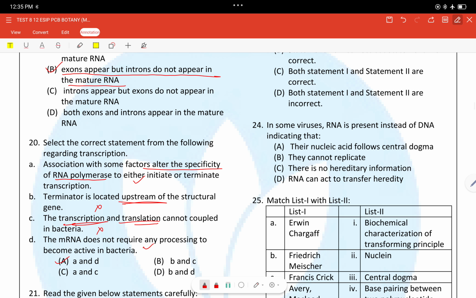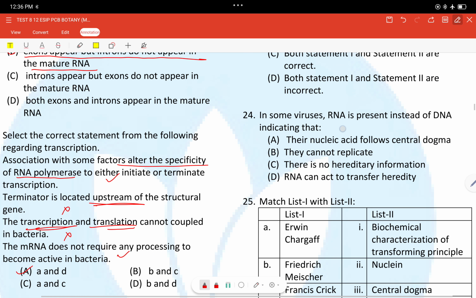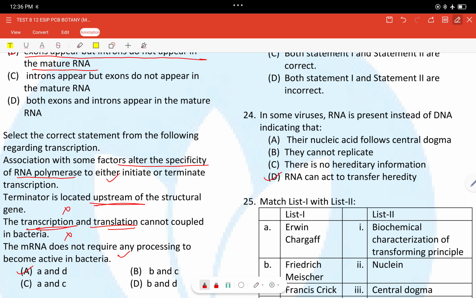In some viruses, RNA is present instead of DNA, indicating that RNA can also transfer heredity and it can act as genetic material.